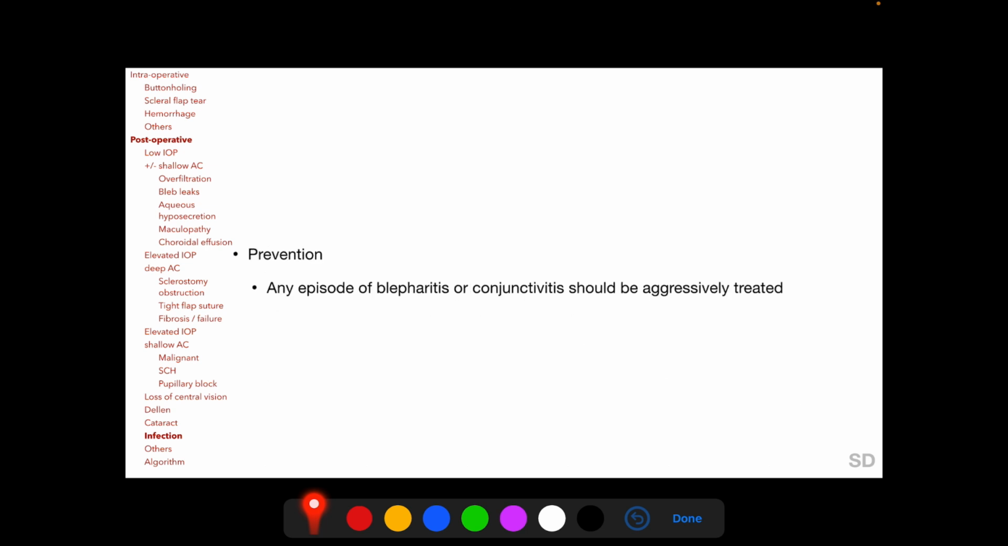To prevent the occurrence of bleb-associated infections, any episode of blepharitis or conjunctivitis should be aggressively treated following trabeculectomy, and patients must be made aware of the symptoms and signs of bleb-associated infections.